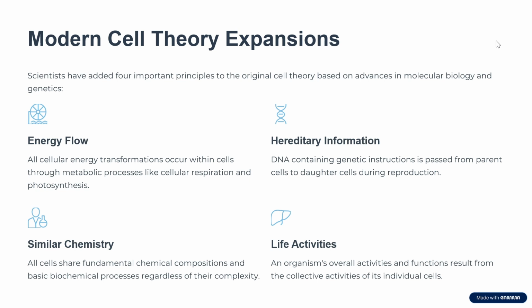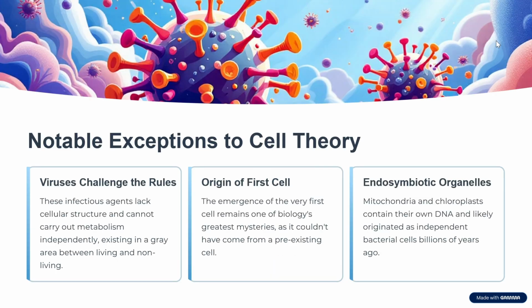Other than that, if a human is made up of cells, then all the cells are made up of the same chemistry, the same chemical composition. Other than that, cell activities. A cell can perform different types of activities, different functions, such as digestion, excretion, respiration, everything. Different activities a single cell can perform. So these were the modern additions.